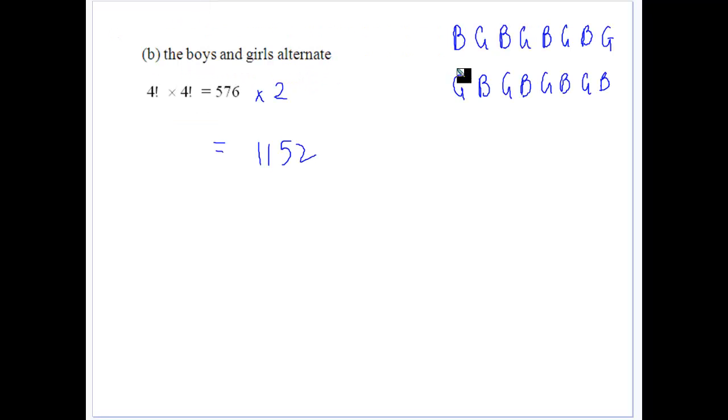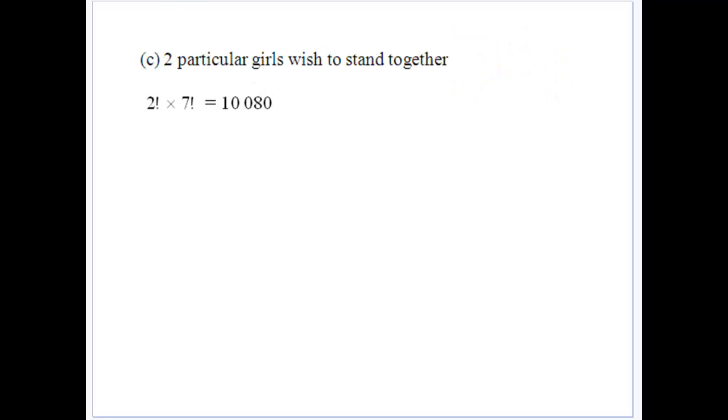If the boys and girls alternate, so really we go boy, girl, boy, girl, boy, girl, or girl, boy, girl, boy, so it can be looking at either of those. So really we've got to consider that boys can be arranged in 4 factorial ways, and the girls can be in particular spots, but in 4 factorial ways. But then we can swap them over. So whether we start with a boy or a girl, there's 2 different ways we can do that, which leads us to 1152 different ways we can get boys and girls alternating.